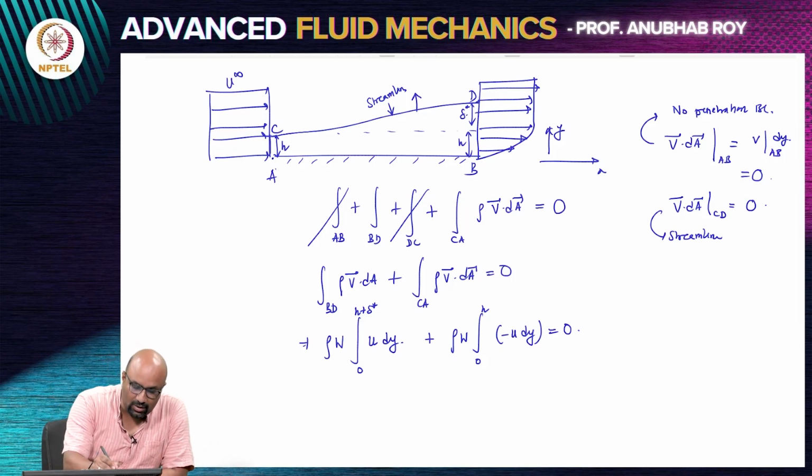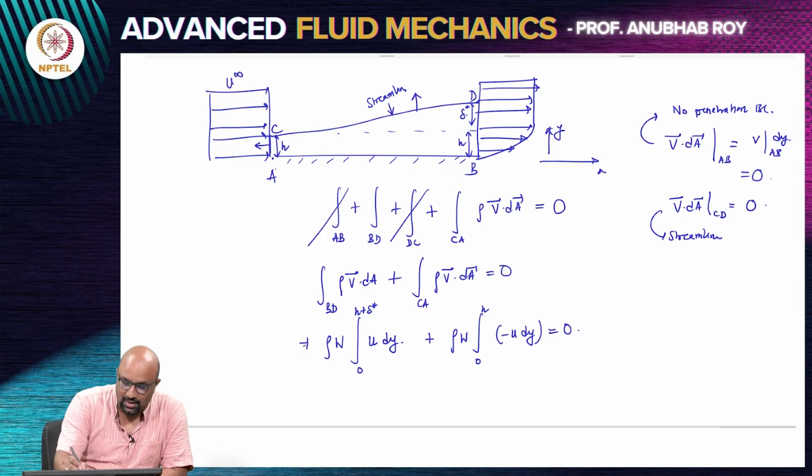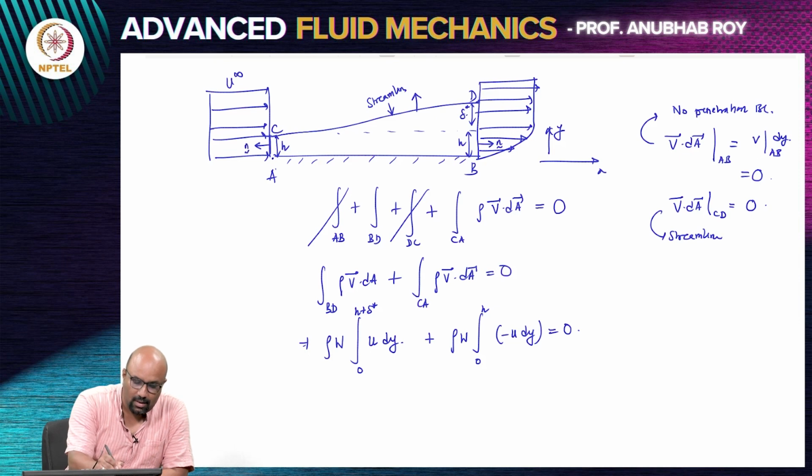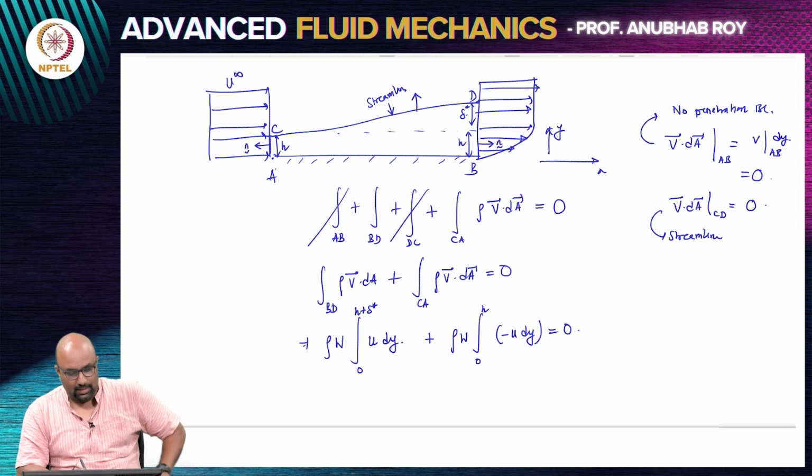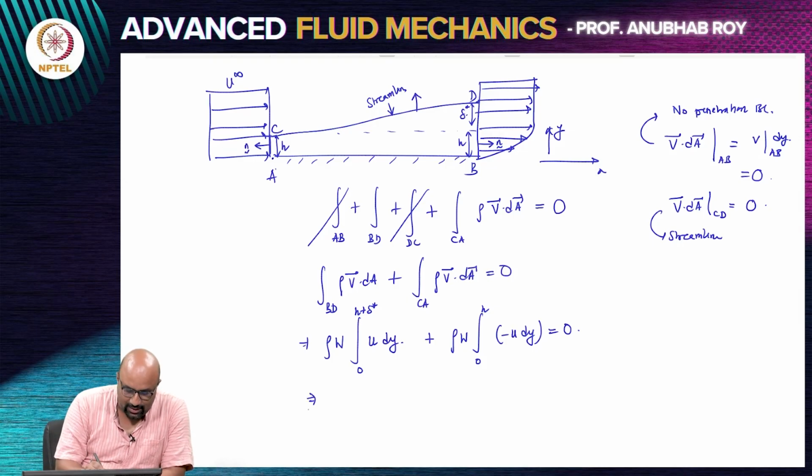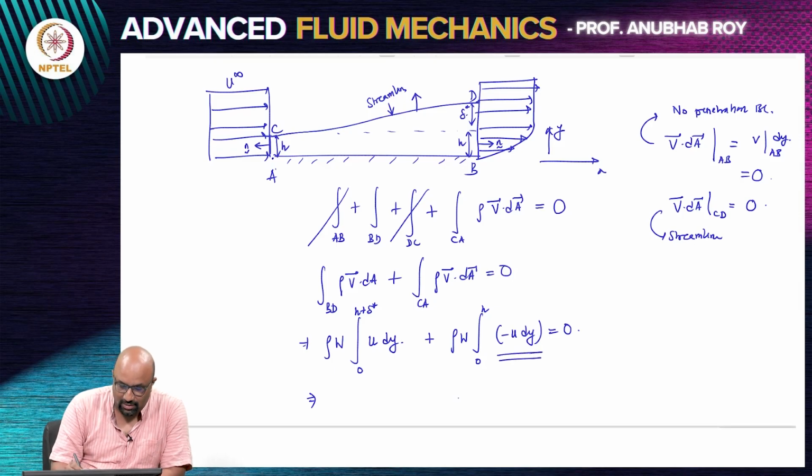You are looking at the outward normal to the surface. The outward normal to the surface on AC is pointing in the negative x direction, whereas the outward normal to surface BD is pointing in the positive x direction. So, this is just a statement of net inflow equal to net outflow. In the inflow region, which is at AC, u is basically u infinity. So, I will have u infinity times h equal to the integral from 0 to h plus delta star of u dy.